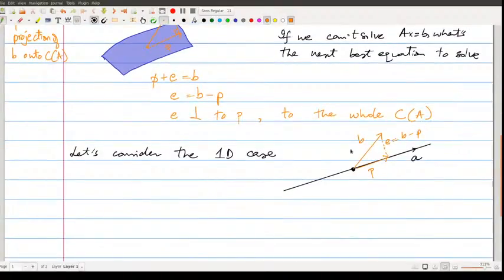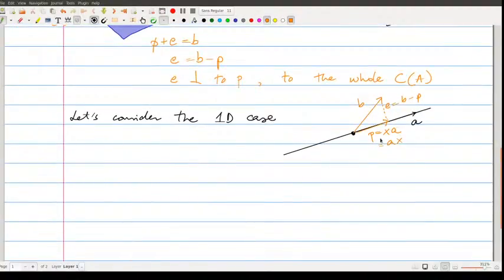Okay, so in the 1D case, what we see is that p is on the same line as a, which means p is just a scalar multiple of a, right? So p can be written as x times a, where a is a vector and x is a scalar, right? So a times x or x times a. That's the idea. Okay, and what else do we know?